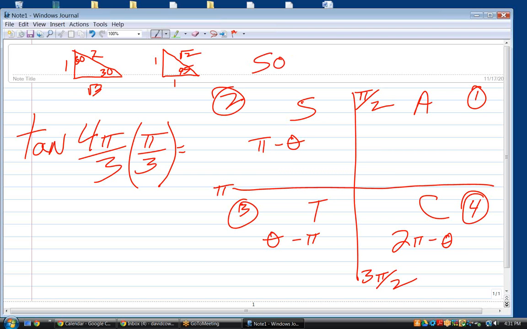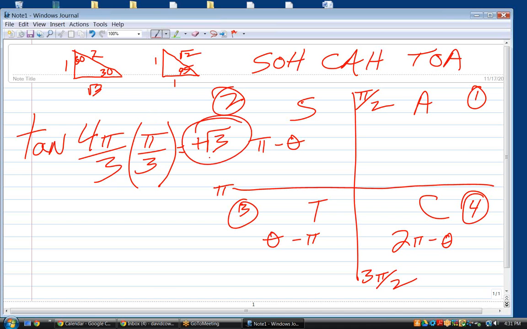In other words, you still have to know this. So what's the tangent of 60 degrees? Square root of 3. And last step, what is its plus or minus sign? It would be... Oh, no, it'd be positive. Correct. So there's your answer.